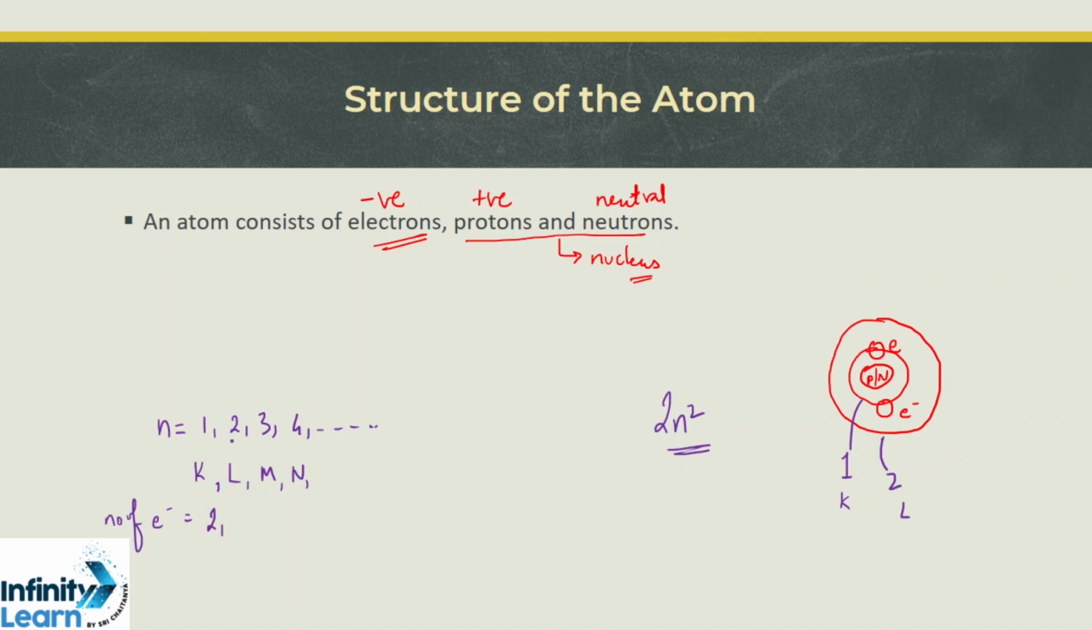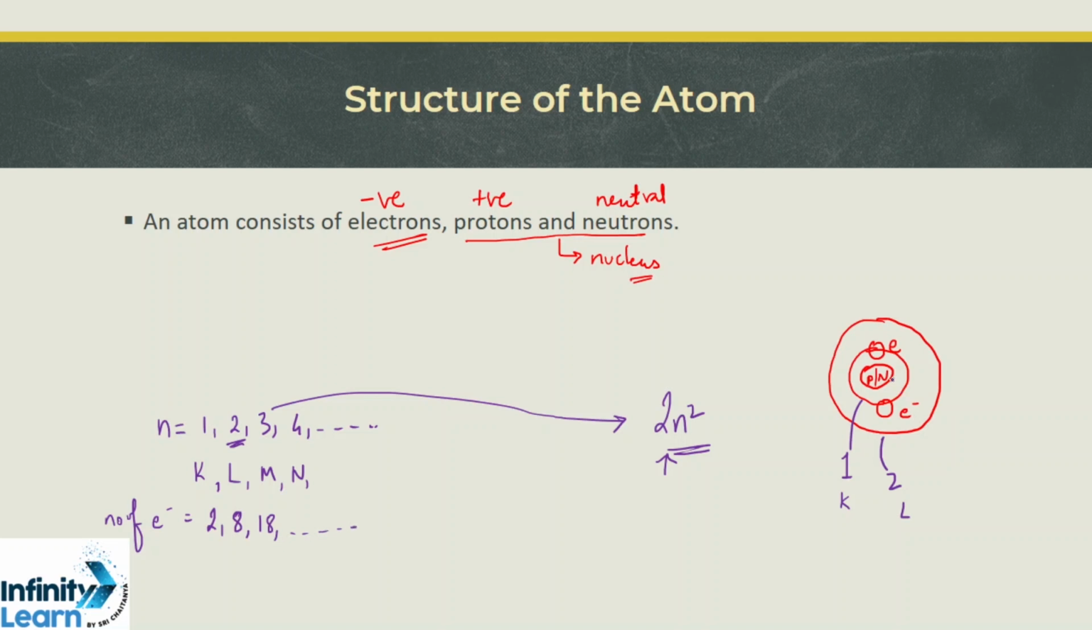Then in the second orbit, if we put n equal to 2 in this formula, 2 into 2 squared, which is 4, will become 8. Similarly, if we put 3 in this formula in place of n, then 3 squared is 9, and 9 into 2 is 18. So the maximum electrons in the third orbit will be 18. And that is how we can calculate for all the orbits.